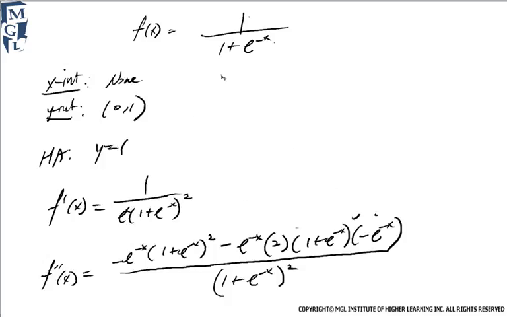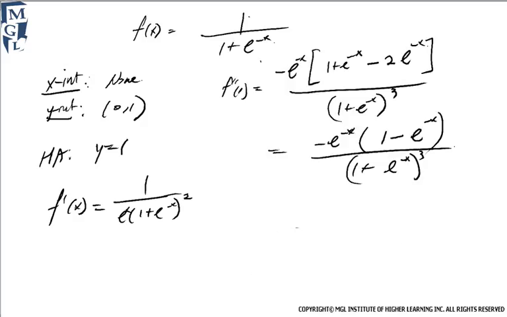Anyway, this is the second derivative. We can reduce it a little bit. The first derivative has no critical point. Here, though, there are some critical points. We can turn this into 0 by setting x equal to 0. So there's a point of inflection at x equals 0, which is the y-intercept. It's a point of inflection.